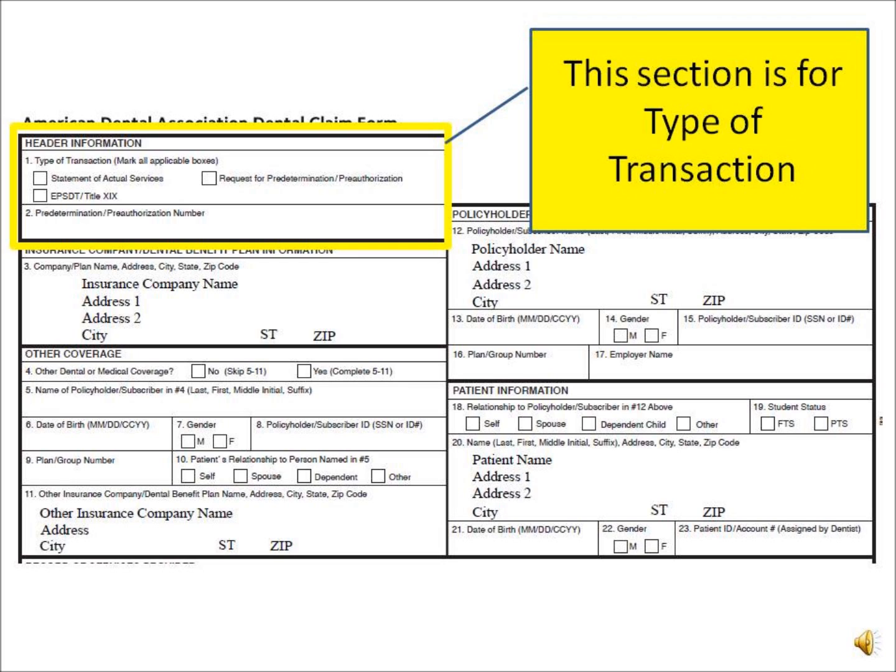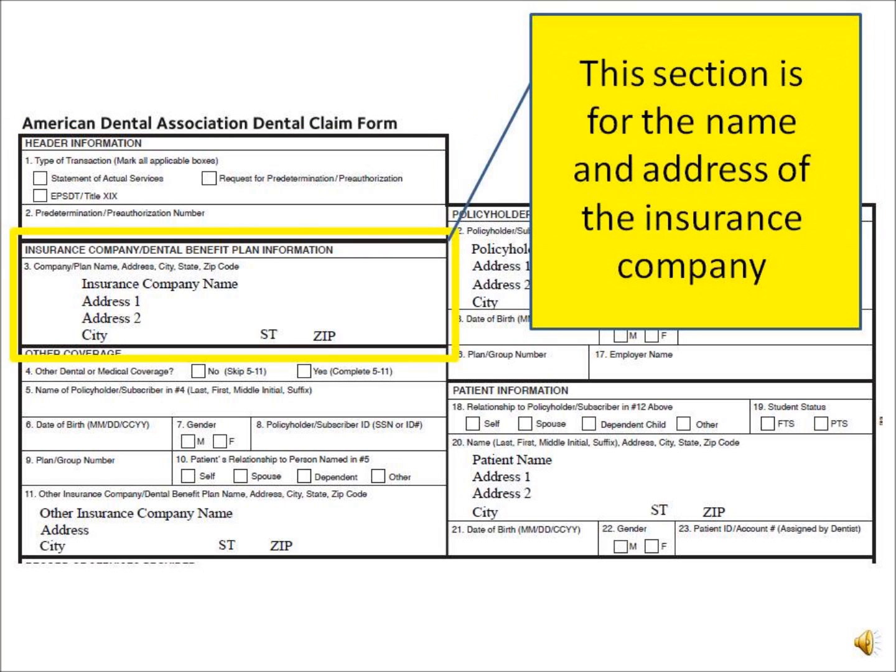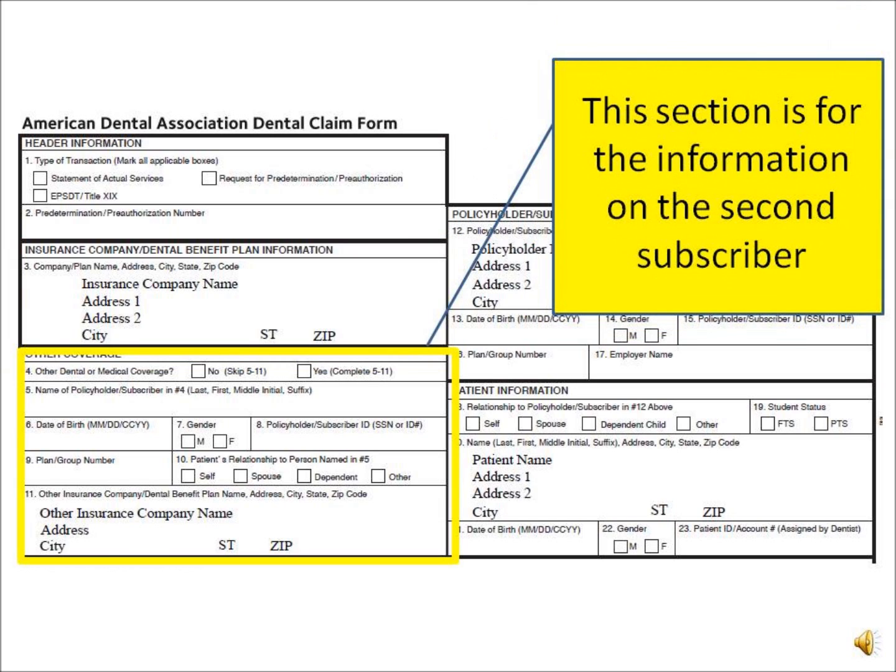Box 1 is for statement of actual services or request for pre-authorization. Box 2 is for the pre-authorization number. Box 3 is the section for the name and address of the insurance company that we will be sending this claim to. Box 4 through 11 is the information for the second subscriber in the event there is dual insurance.